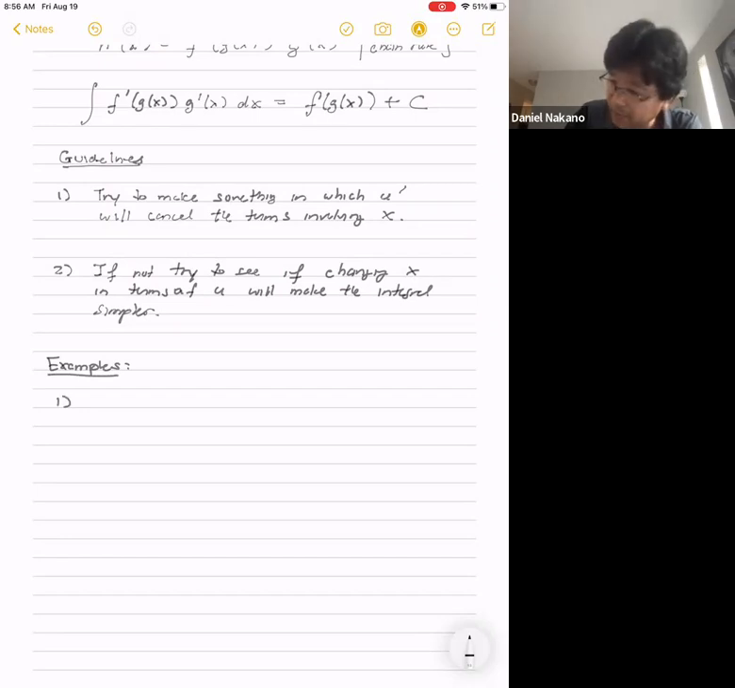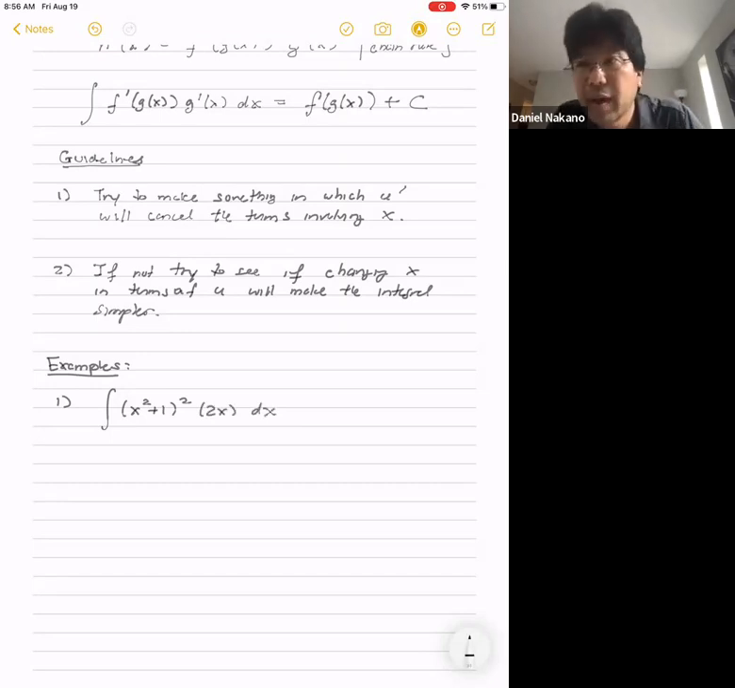Okay, so the first example. I have (x squared plus 1) squared and 2x dx. Now, I can solve this problem by just multiplying everything out and then integrating term by term, but I don't want to do that in this case. The first thing I'm going to notice is that I can do a substitution. I could substitute for x squared plus 1, and the derivative is going to be 2x. And that'll actually cancel out with the rest of the terms.